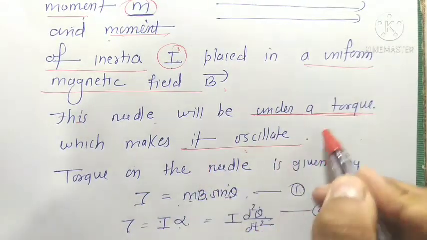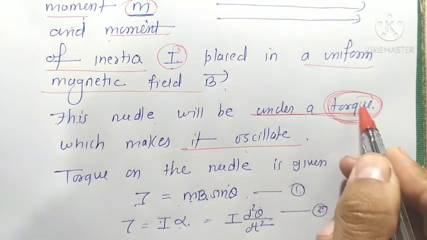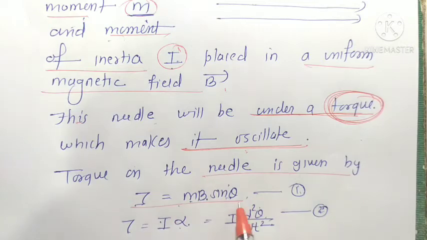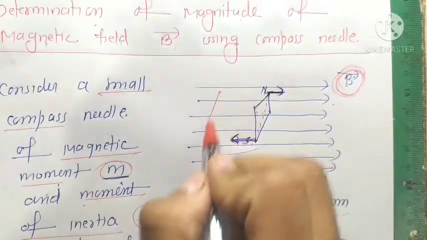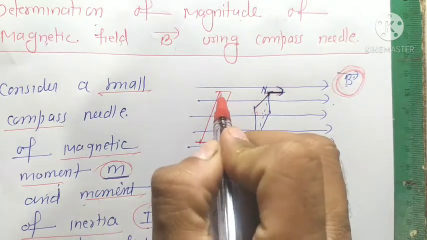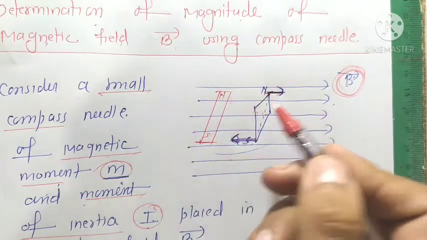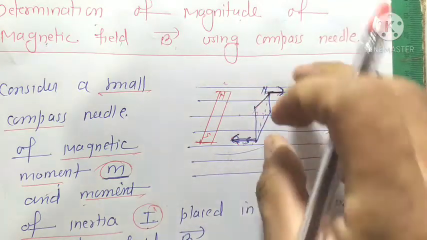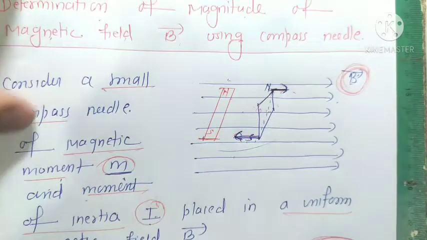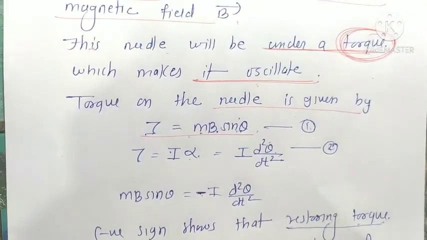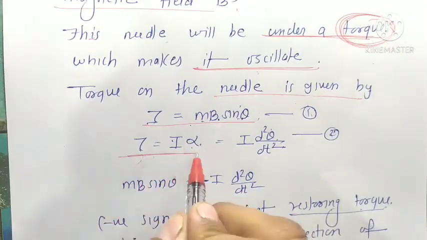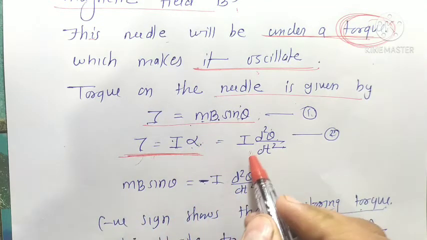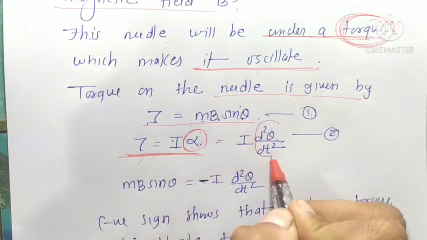The torque produced makes it oscillate. The torque on the needle is given by, as we already know, when we put a bar magnet with a north pole and south pole, two equal forces in opposite directions act. Similarly, we put a magnetic needle here. Torque is equal to moment of inertia times angular acceleration, where alpha is equal to d2 theta upon dt square.